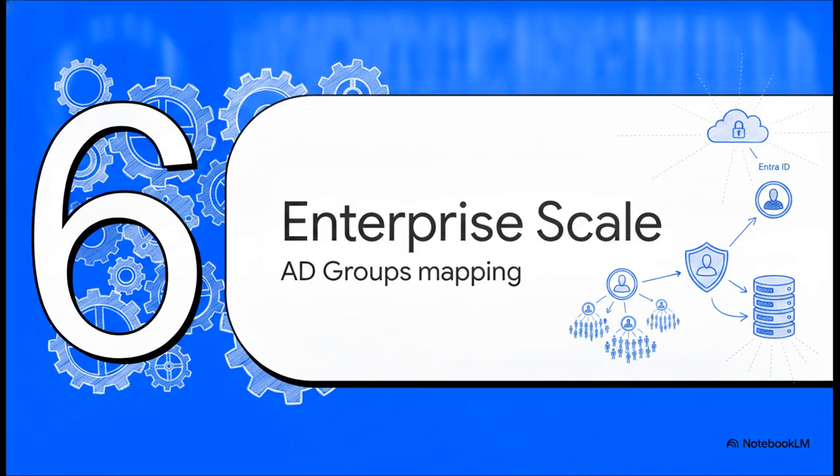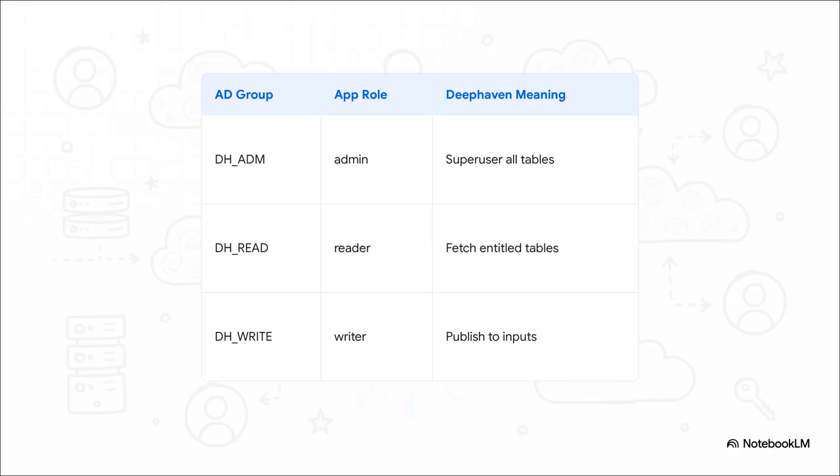And finally, Section 6, Enterprise Scale and AD Groups Mapping. This is where the architecture really shines for a DevOps team. You can take your existing Active Directory groups and natively map them to these exact app roles. For example, the AD group DHADM maps straight to the admin app role, giving them superuser access. DHRead maps to the reader role.